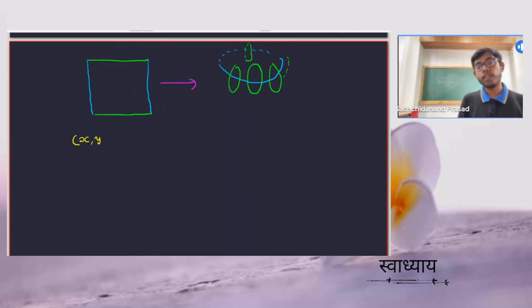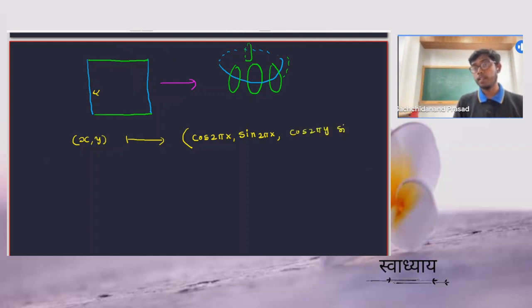I'll take x and y and send it to... So this green will go to the green circle. So I'll be getting cosine 2 pi x, sine 2 pi x. And this cyan color will go to the bigger circle. So that will be cosine 2 pi y and sine 2 pi y. So this is the map.